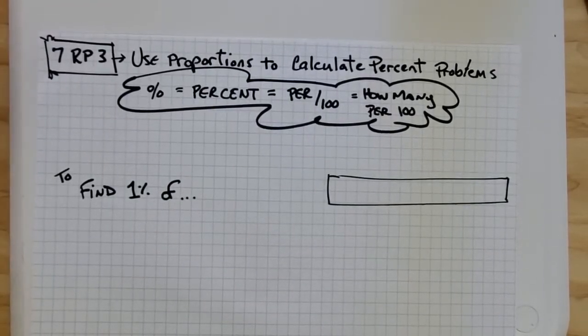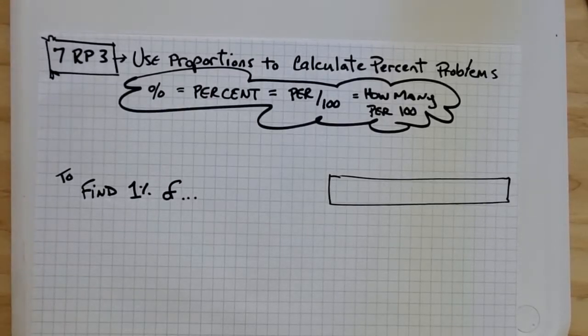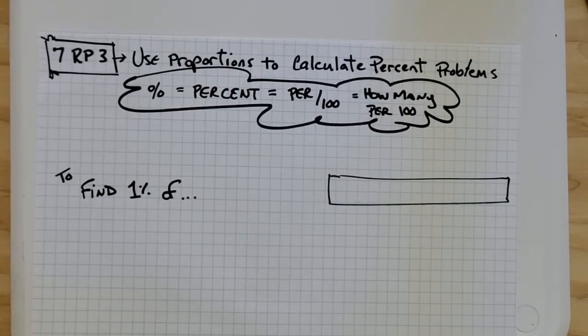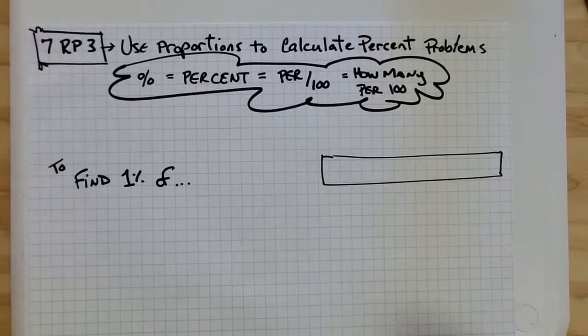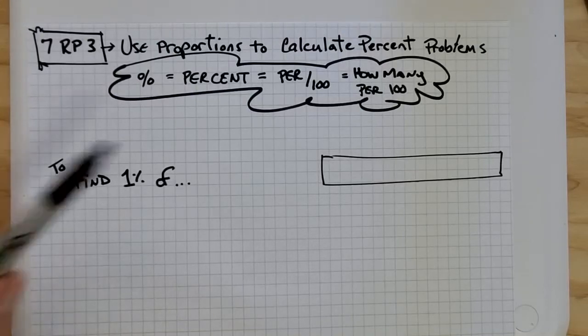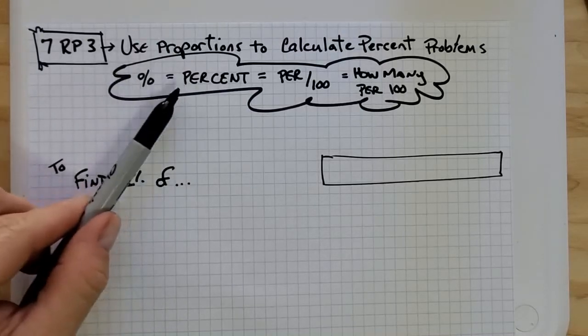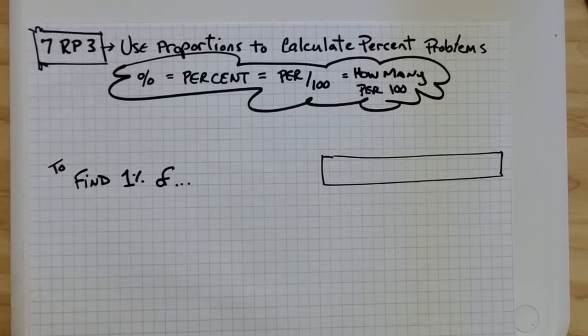Hi there. Today we're going to look at standard 7.RP, which is ratios and proportions 3. We'll be using proportions to calculate percent problems. This is not your first time around with percent. You should know by now that the symbol % means percent, meaning per 100, however many things per 100.